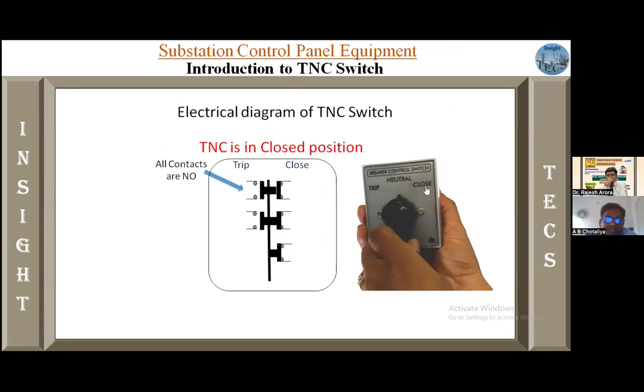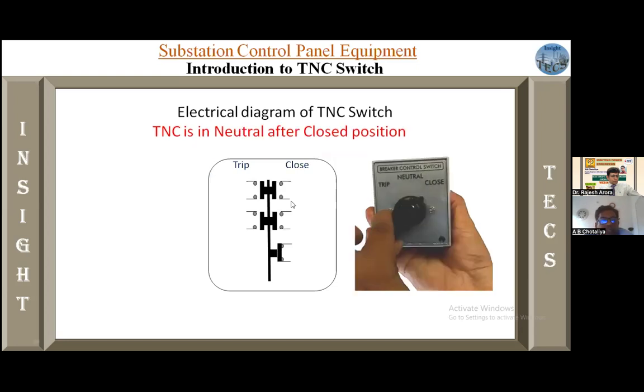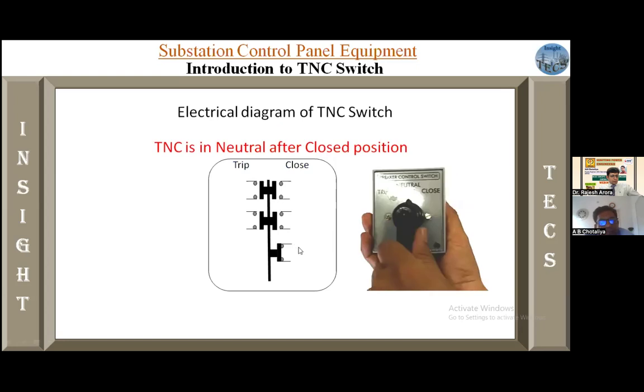When we set this to close side, these three contacts convert from normally open to normally closed. Then whenever we remove from the close, two contacts will be open and one contact will not be open. After that, when we convert this to trip side, it will convert like this.